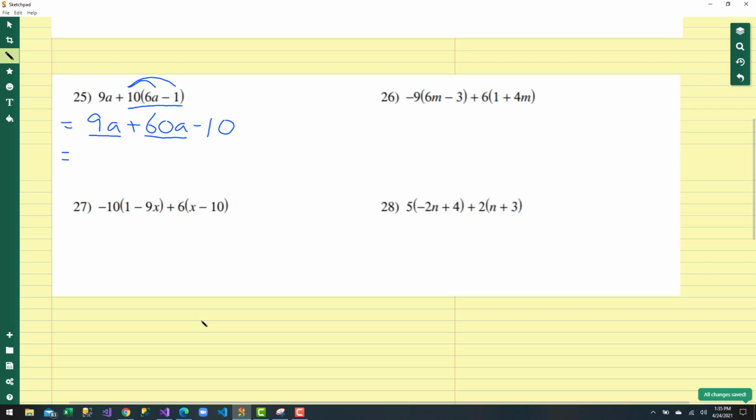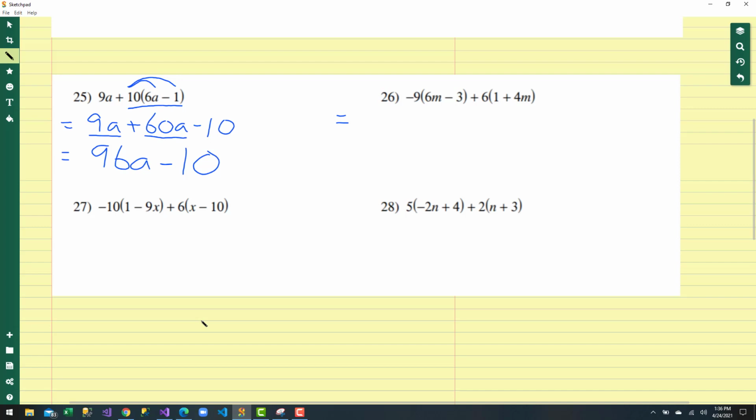That's a negative 10. So 9a and 60a, look at the numbers. 9 plus 60, that's 69. Copy the variable a, and we copy the minus 10. So notice we can't go further. This is the final answer.